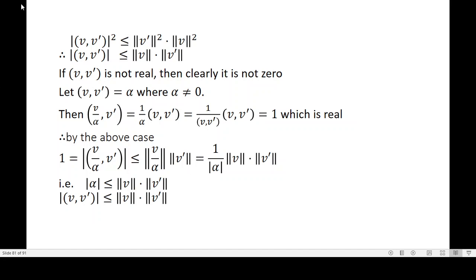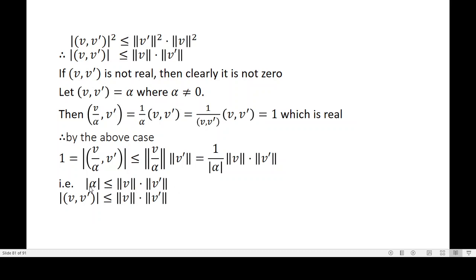Are you following? Because this is equal to 1, which is real, by the above case 1 is equal to the absolute value of the inner product of v by alpha comma v dash, which is less than or equal to norm v by alpha into norm v dash. But norm v by alpha is equal to 1 over mod alpha into norm v. So 1 by mod alpha into norm v into norm v dash. Cross multiply. So mod alpha into 1, that is mod alpha, is less than or equal to norm v into norm v dash.